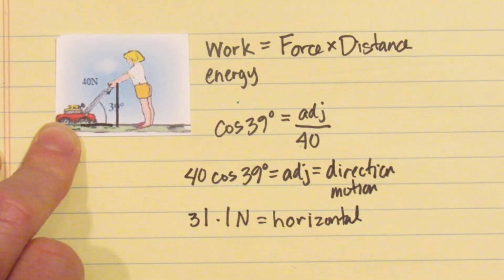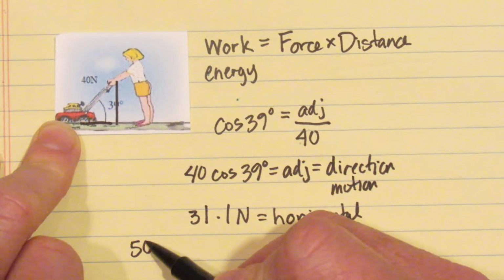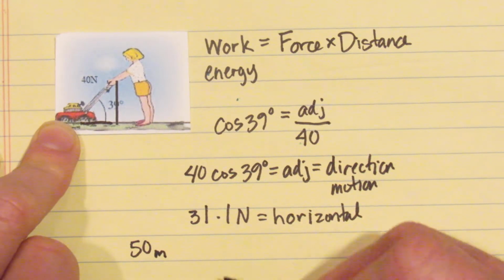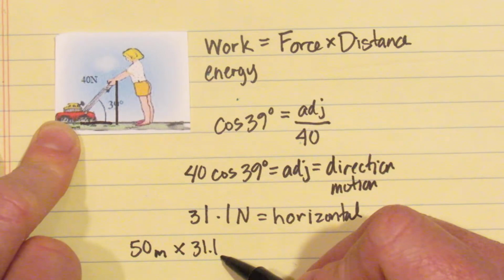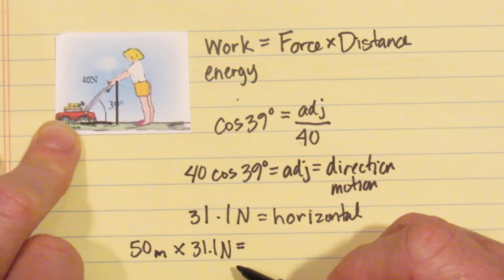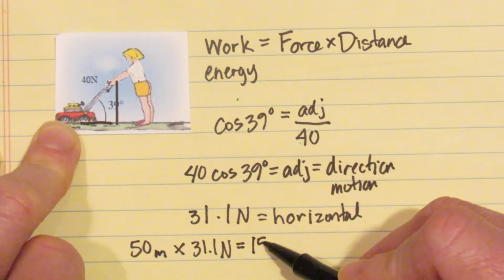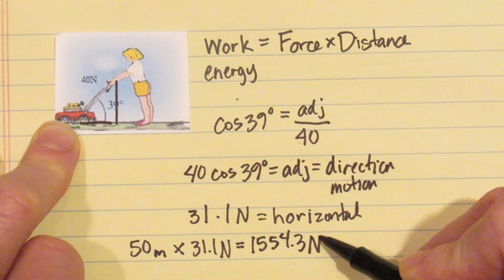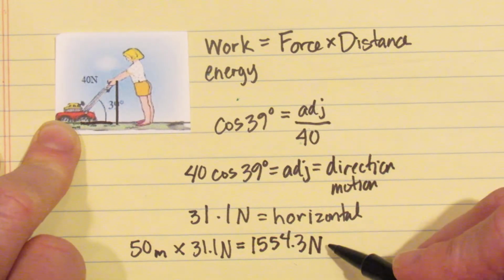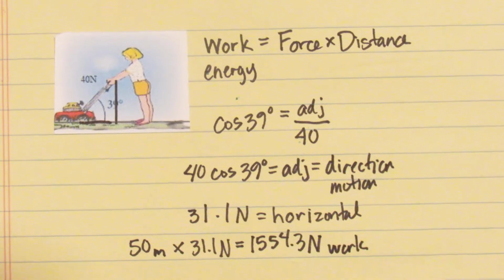Now, if she pushed it the length of the lawn, which was 50 meters, say she pushed it 50 meters, then 50 meters times the horizontal force is going to give us a total amount of work of 1,554.3 newtons of work just to go one length of the lawn.